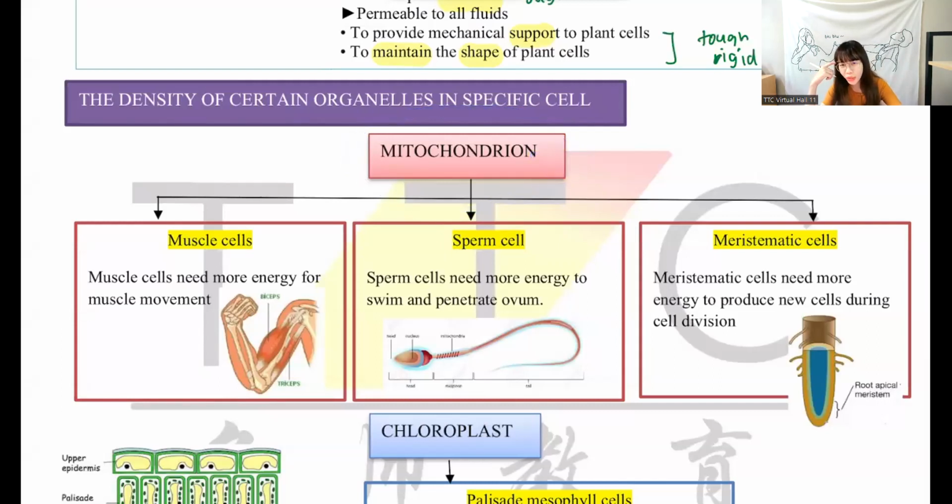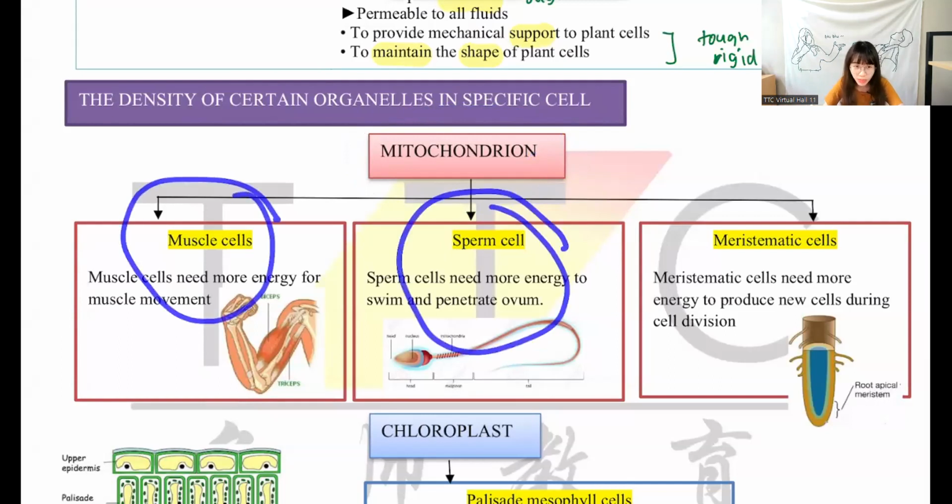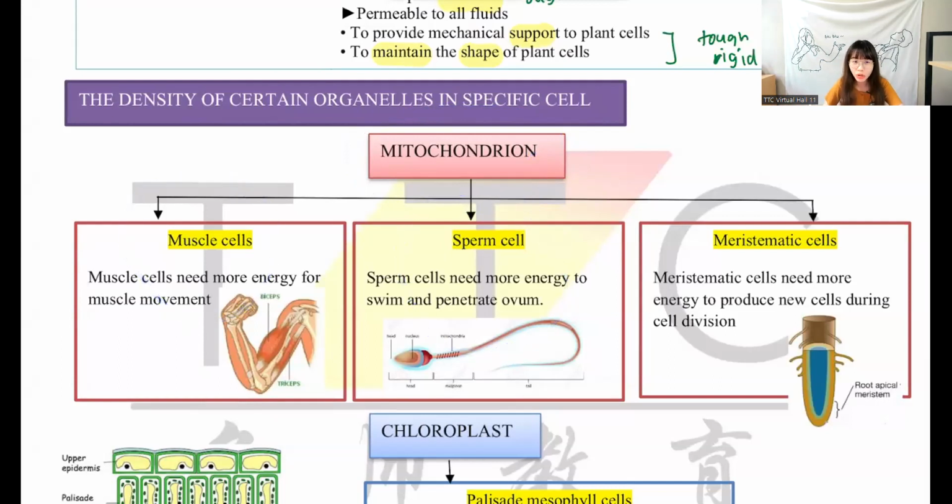Okay, we don't say produce. We will say generate. Okay, we use it to generate energy in the form of ATP. So they say mitochondria can be found most abundantly in muscle cell and also sperm cell. Muscle cell and also sperm cell.